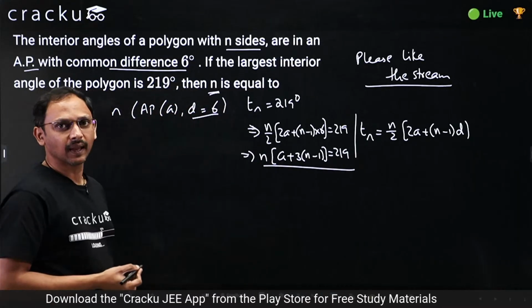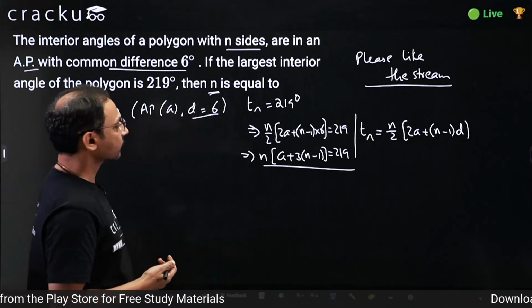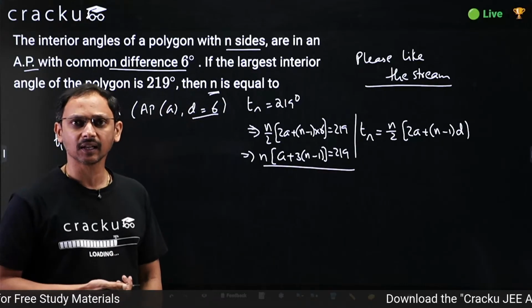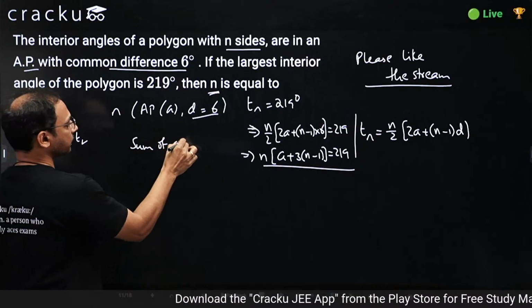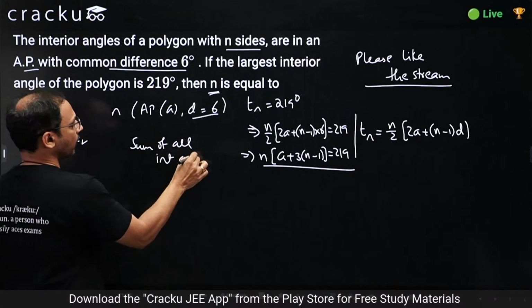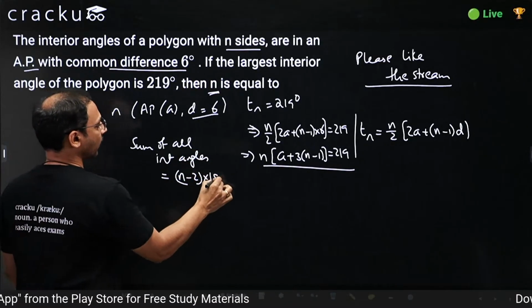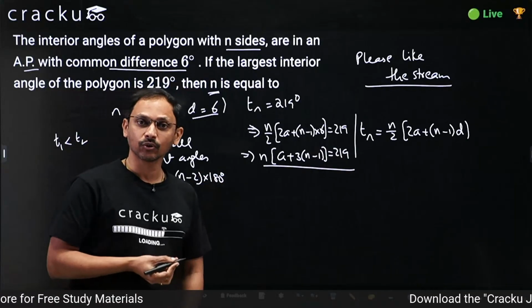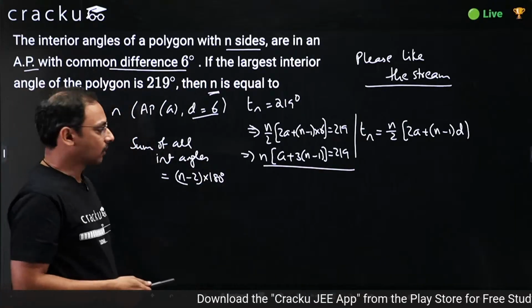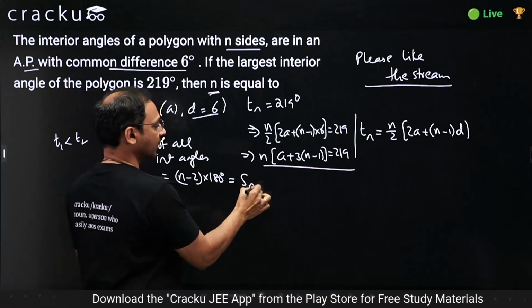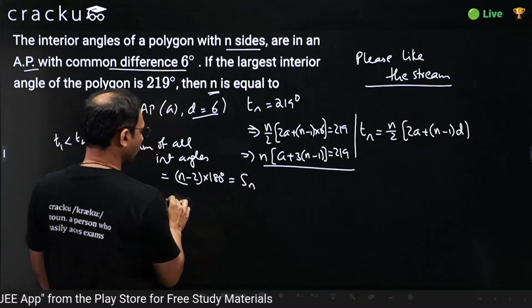Now what could be the other relation between a and n, because we have two variables? The other relation will be the sum of all the interior angles of a polygon. The sum of all interior angles in any n-sided polygon is given by n minus 2 into 180 degrees. So how can we use it here? Now we know that all the angles are in AP, so this is nothing but Sn of that AP, T1 plus T2 and so on till Tn. So we shall try to use the Sn formula.